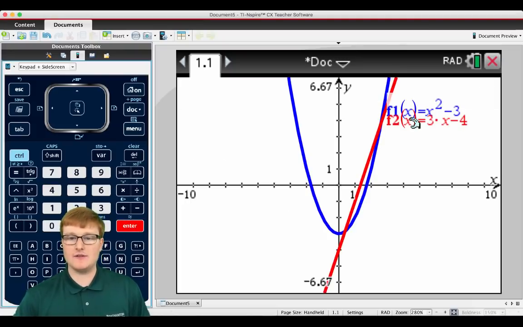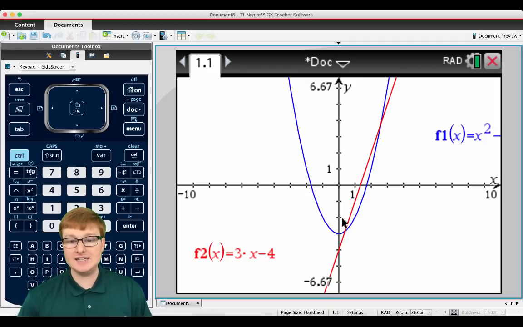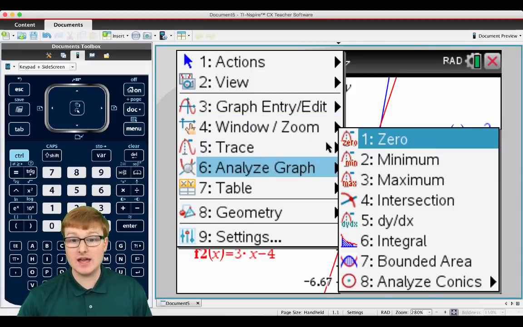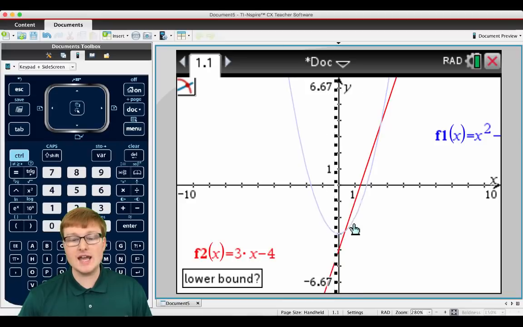Now we're going to use our graphing calculator tool to our advantage. I see an intersection point in this vicinity and in this vicinity. So I'm going to go to menu, go down to analyze graph, and click on intersection point. So click before and after that intersection point.